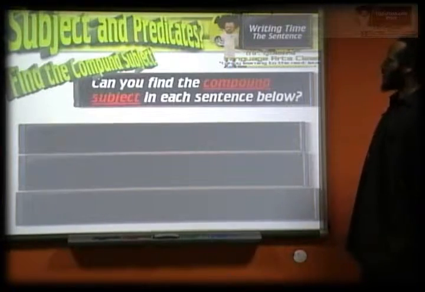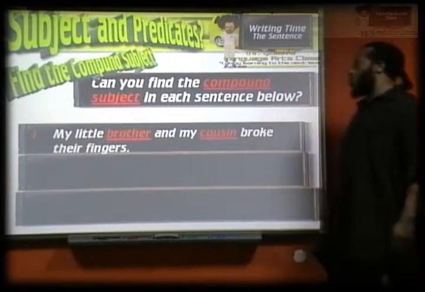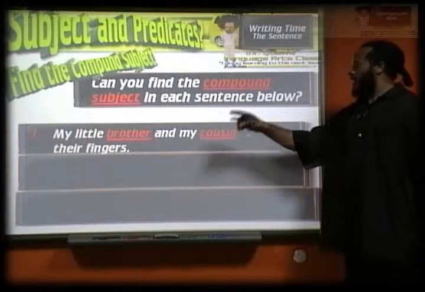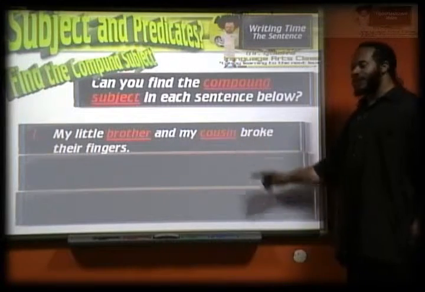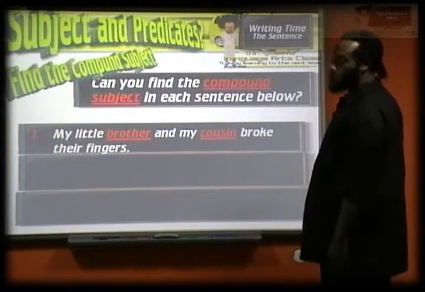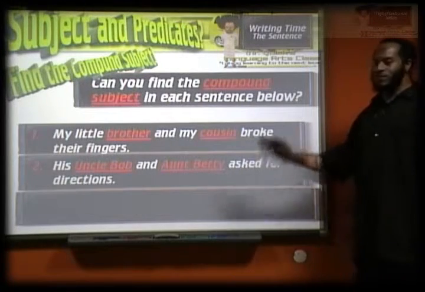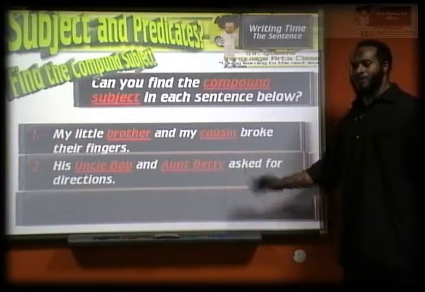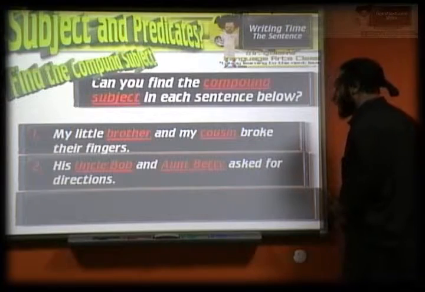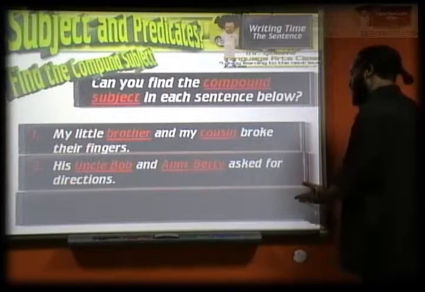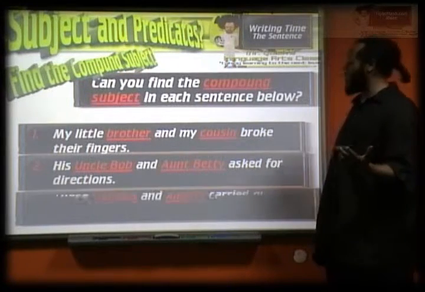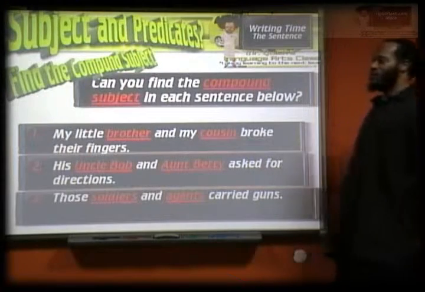Okay, we're ready to get to work. Here we go. First sentence. My little brother and cousin is the compound subject in this sentence. Very interesting. Number 2, Uncle Bob and Aunt Betty is the compound subject in this sentence. You see? It's easy. It's 1, 2, 3. Soldiers, agents.